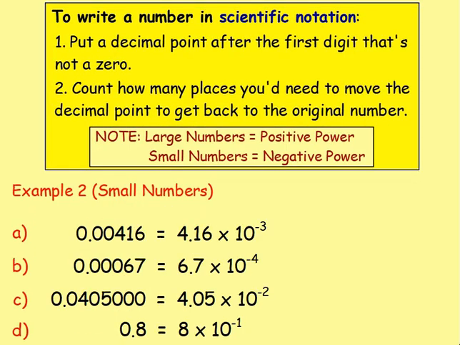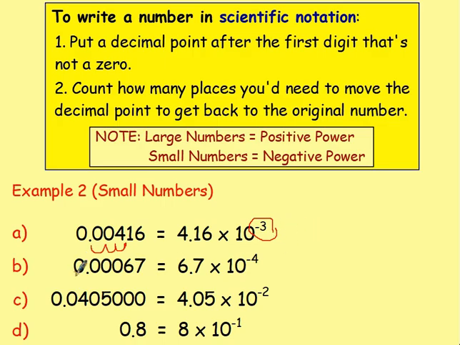If we had 0 point something, we just did the exact same thing. We again put the decimal after the first number that's not a 0, and then listed the other numbers up until it was just zeros. So we'd have 4.16, and then we would have times 10 to the power of, and we looked at how many places we had to move the decimal. But because we moved the decimal back 3 places, the index became a negative.